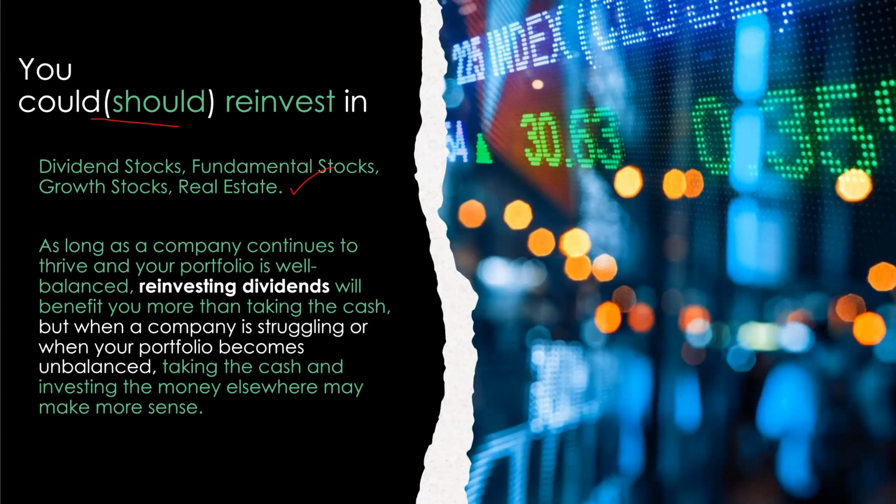That's the test of time right there. There's a couple things in life that are just going to go up: real estate, dividend stocks, fundamentals, growth. As long as your company continues to thrive and your portfolio is balanced, reinvesting dividends, you could do this automatically in most brokerages. It's called the DRIP program, the dividend reinvestment program. What it does is it takes that dividend and automatically buys fractional shares, or the amount of shares that dividend's cash value is worth, automatically for you.